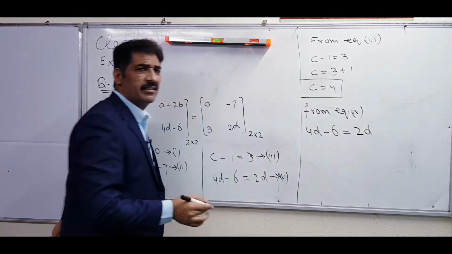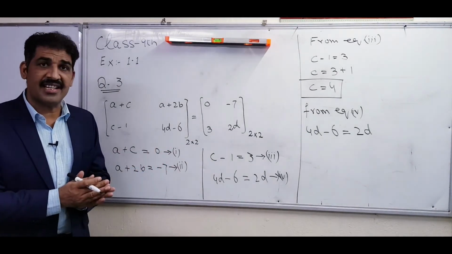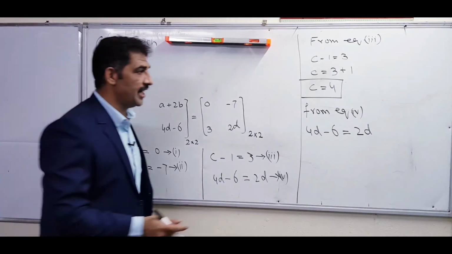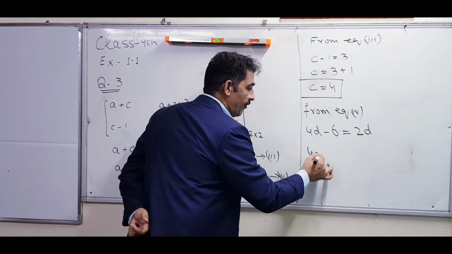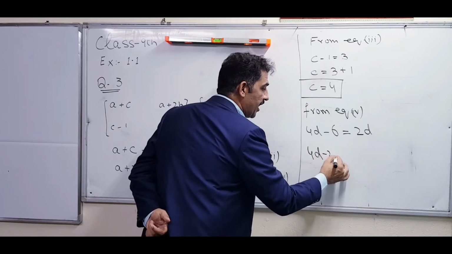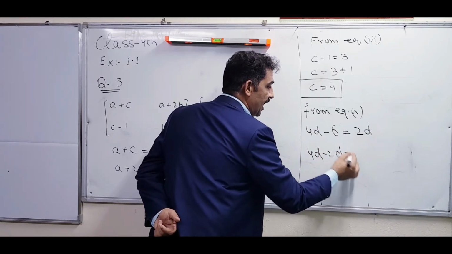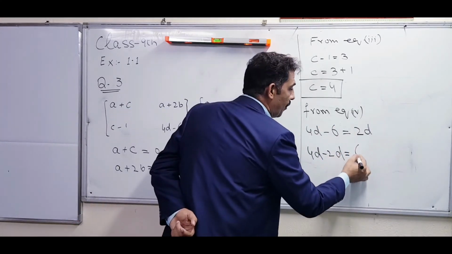How to solve this? Good. The variable of D is shifting on one side, the constant on the other side. So this 2D is shifting on this side. So what will become? 4D is same. This 2D shifting in this side will become minus 2D. Good. And minus 6 shifting on the other side. It will become positive 6.